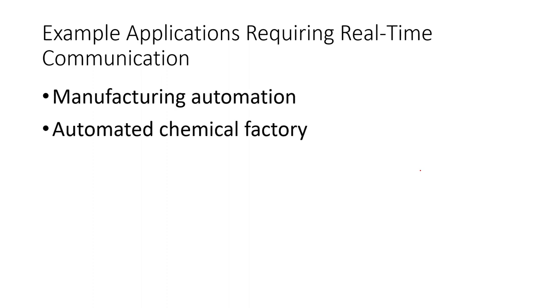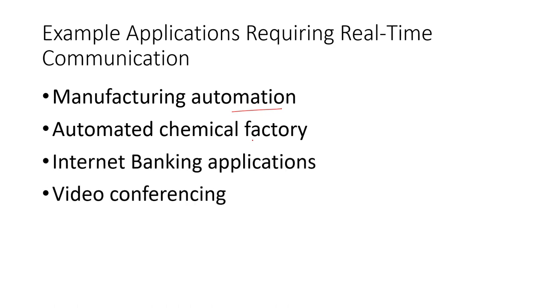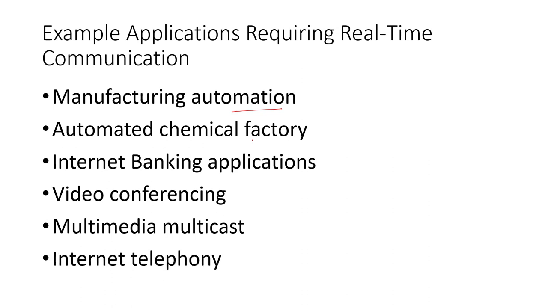So now there are some applications which actually require real-time communication and could be hard real-time. So any kind of a manufacturing setup with robots, right, with a lot of automation, would require real-time communication. Any kind of an automated chemical factory where you're dealing with very sensitive chemicals, that would. Internet banking, for sure. Video conferencing. And multimedia, multicast, and internet telephony. So of course, they would require real-time communication to different extents. But the more critical the application, the more is the requirement for real-time message delivery.